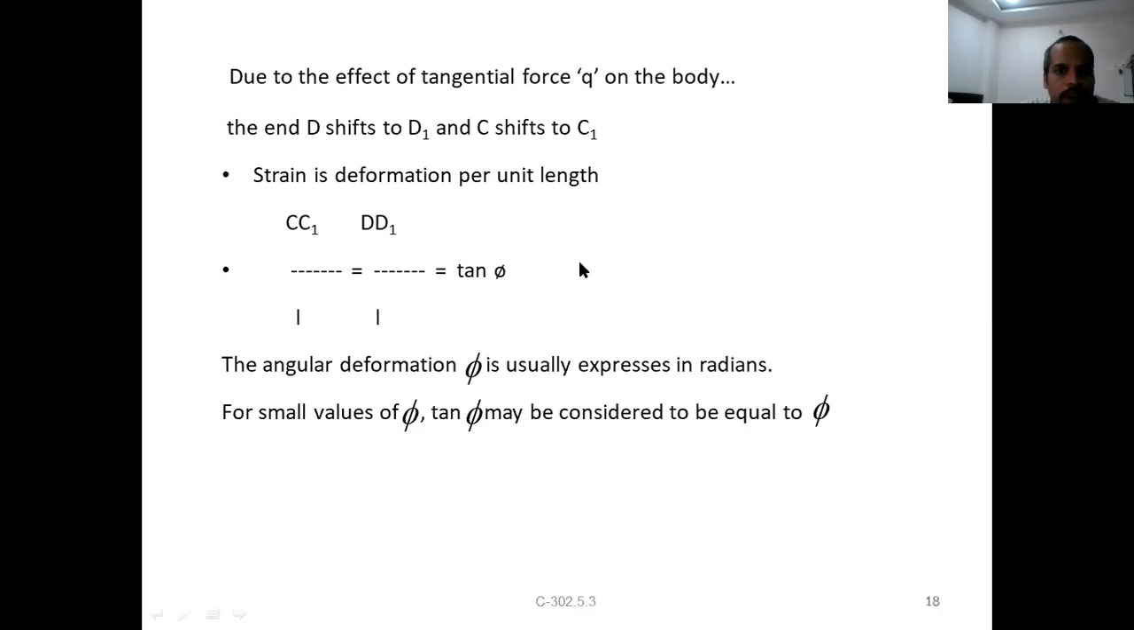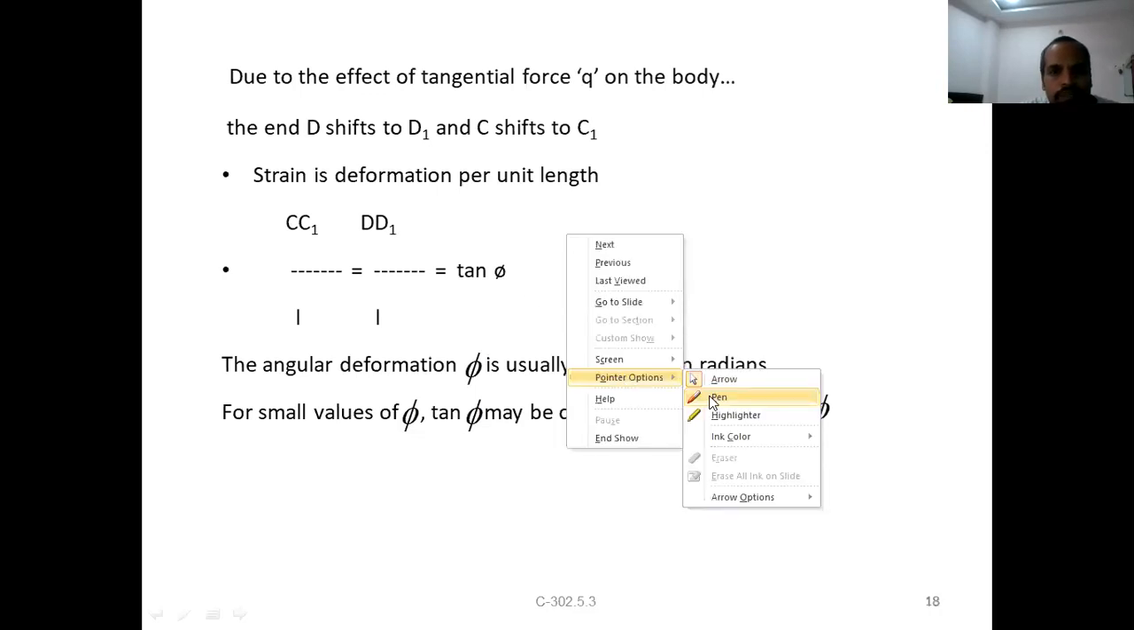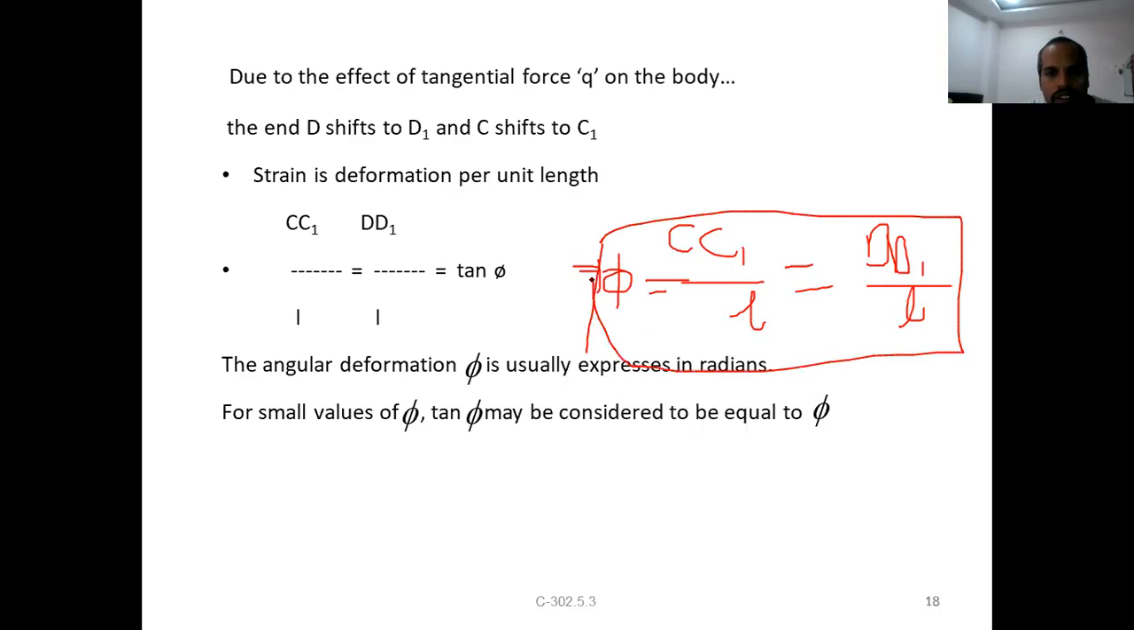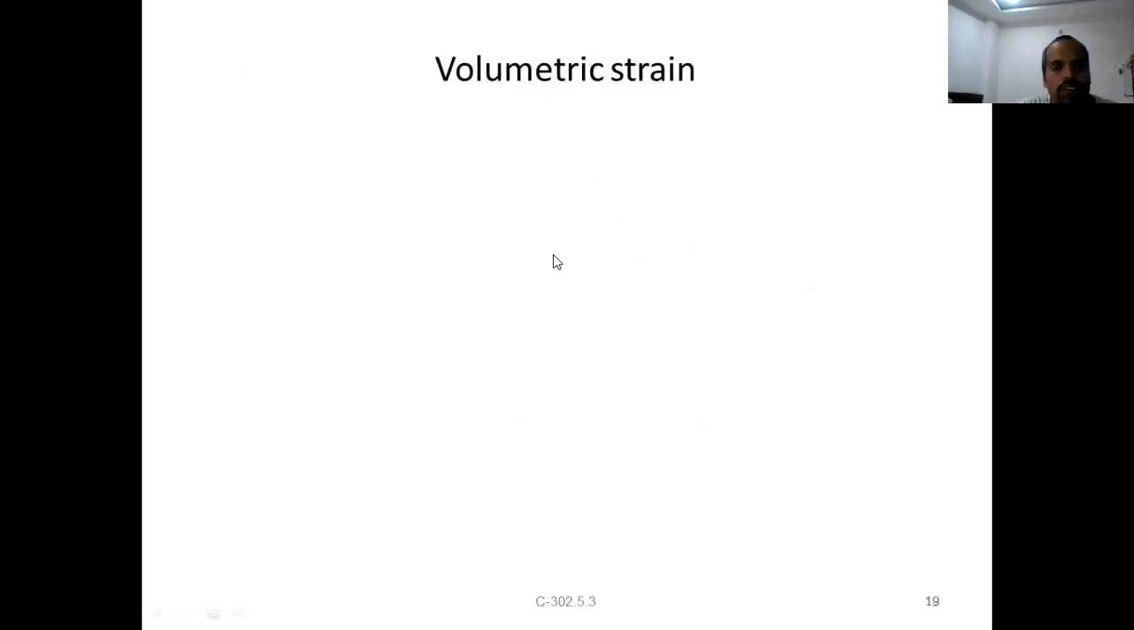So for small values of pi, we can write CC1 by L equal to DD1 by L equal to pi. This is nothing but shear strain. Shear strain is equal to pi is equal to CC1 by L or DD1 by L. Small values of pi, tan pi may be equal to pi. Now let us go to the next one.